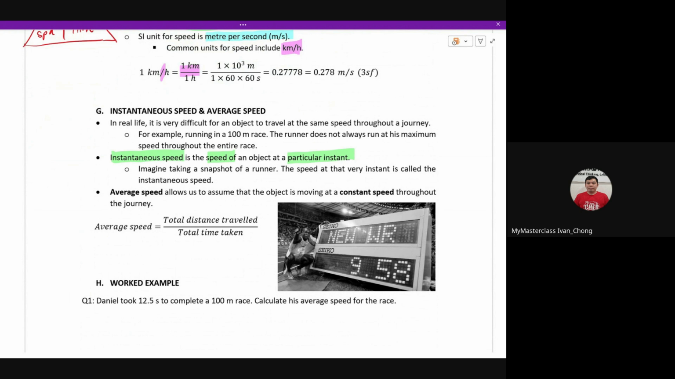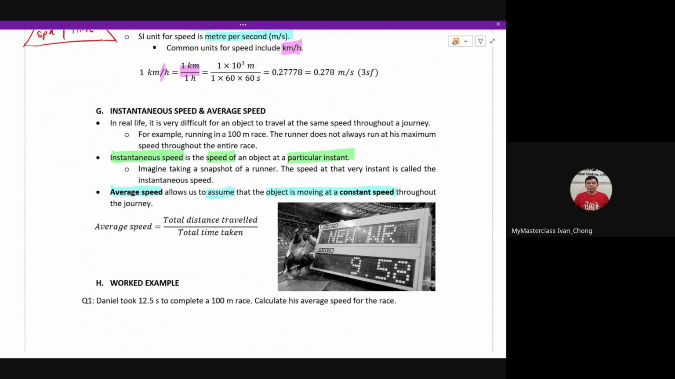So instantaneous speed is actually very, very difficult for us to find, which means that we need super detailed calculations or measurements of that speed in that time. On the other hand, we have what we call average speed. This average speed assumes that the object is moving at the same speed throughout.